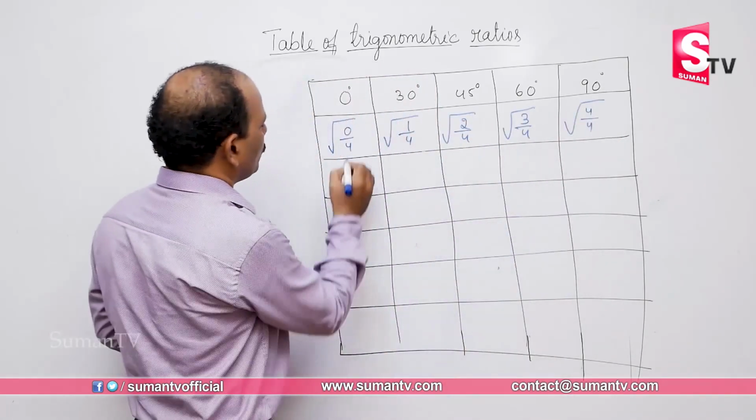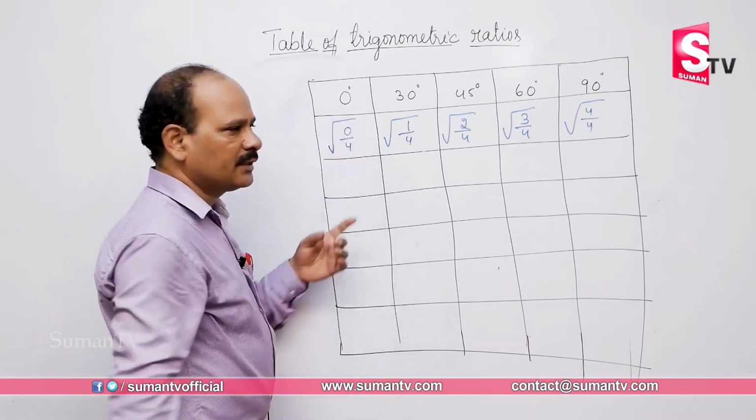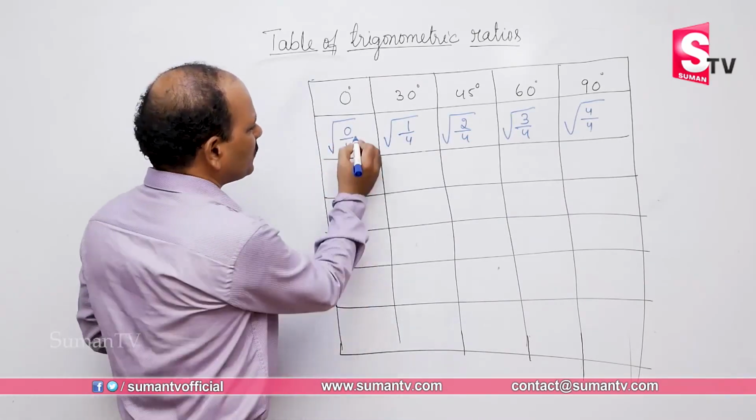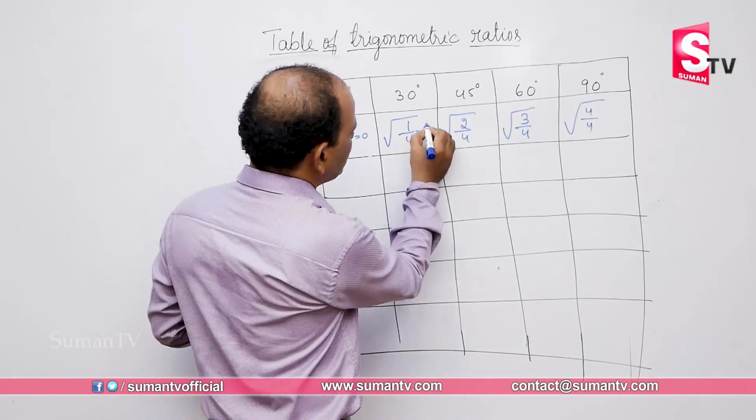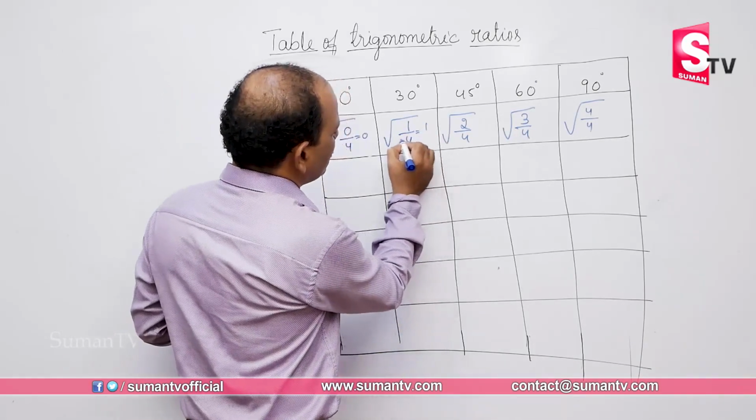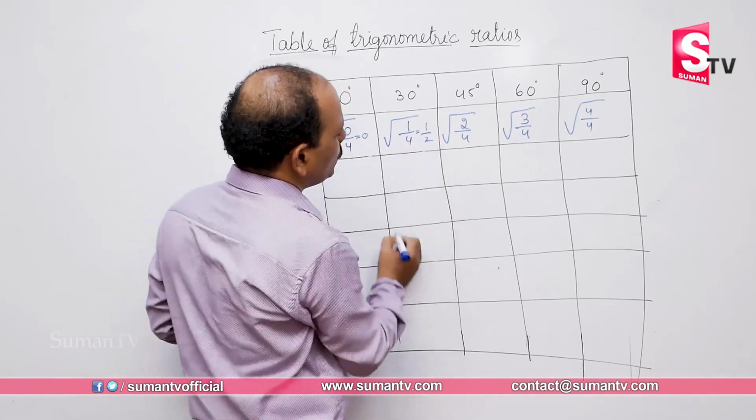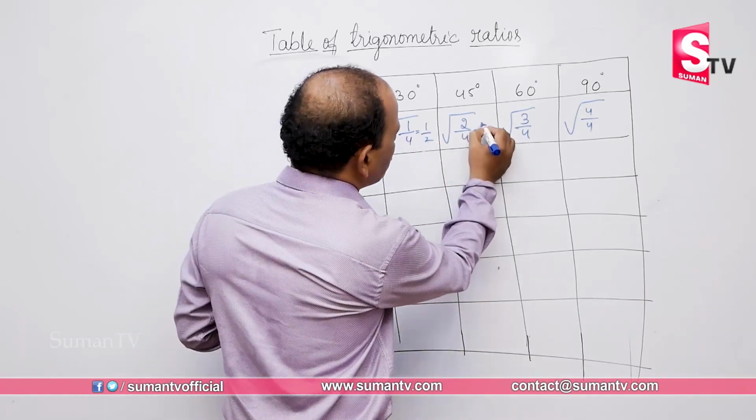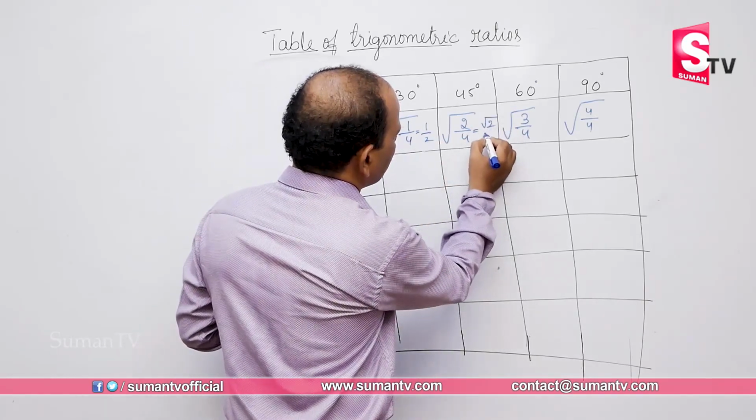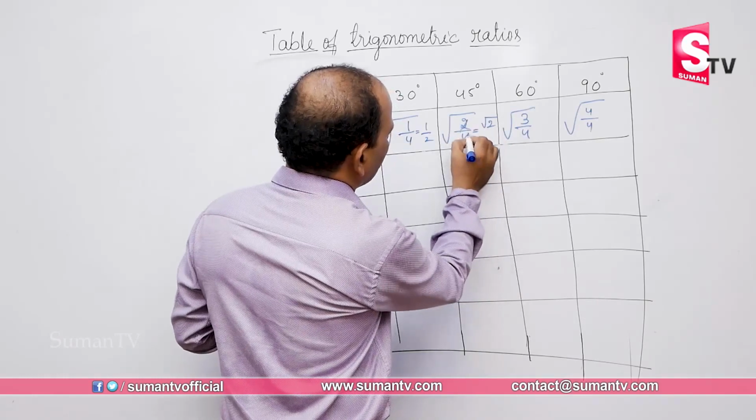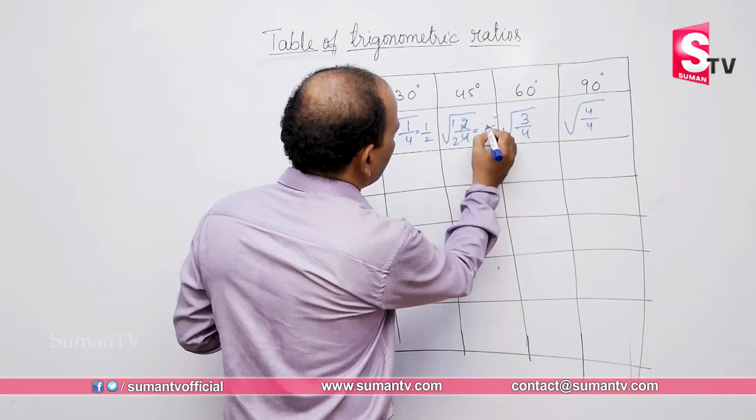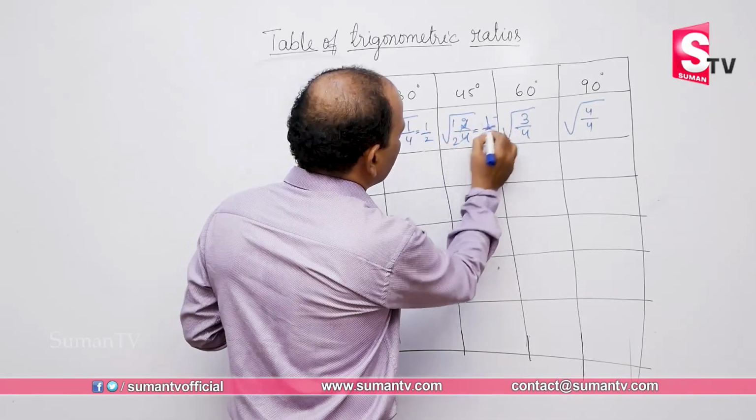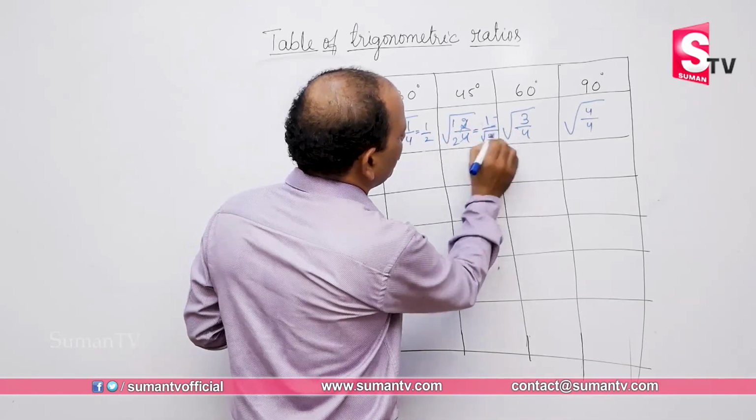Okay, now 0 by 4, 0 by 4 anything, it is 0. Square root of 0 is equal to 0. Square root of 1 by 4 is equal to, square root of 1 is 1, square root of 4 is 2. After cancellation, 1 by 2. Square root of 1 is 1, square root of 2 is square root of 2.